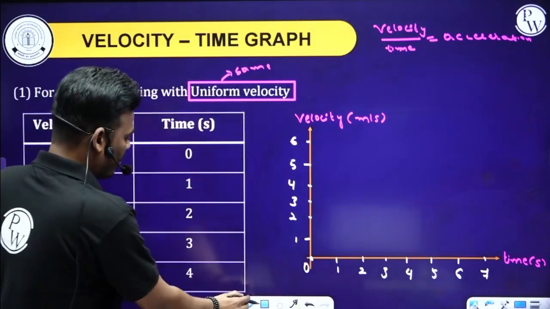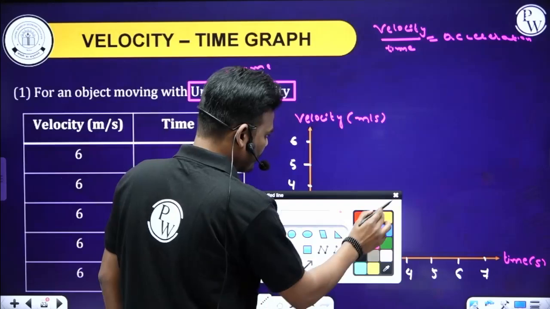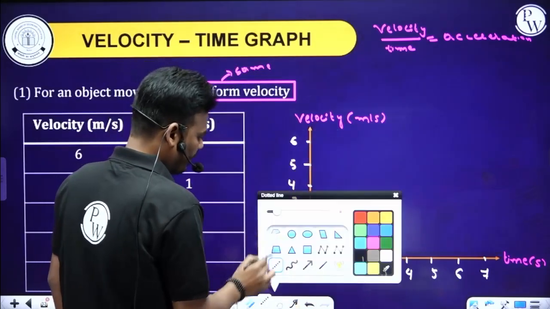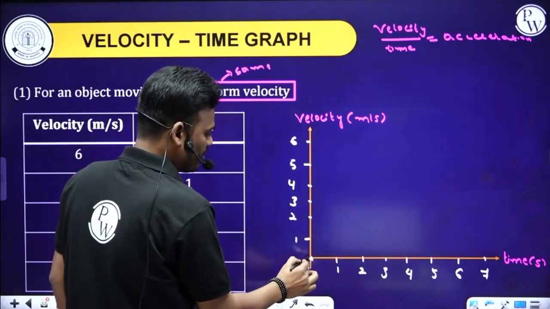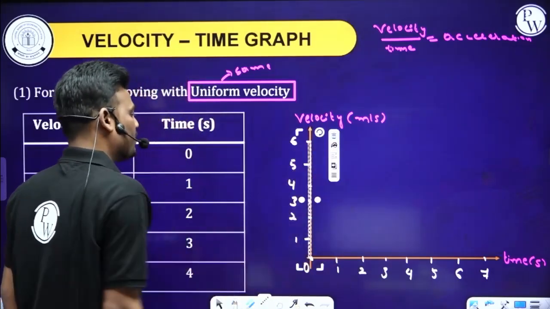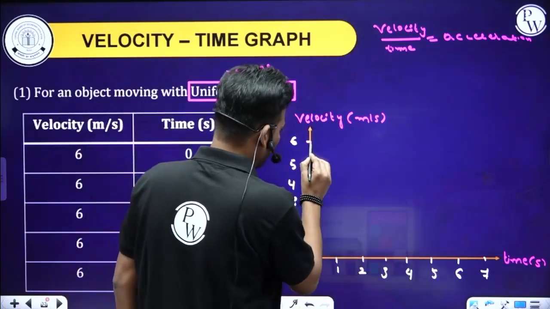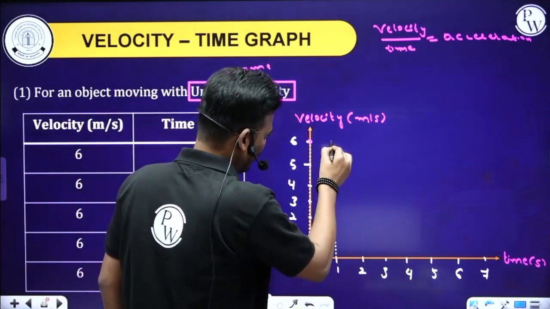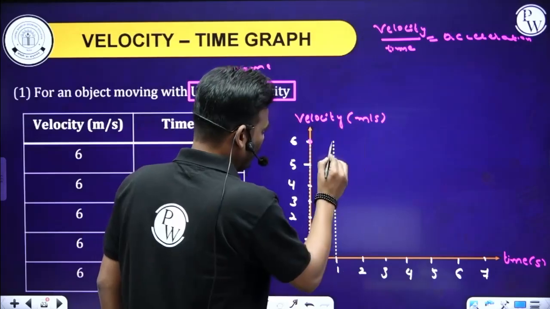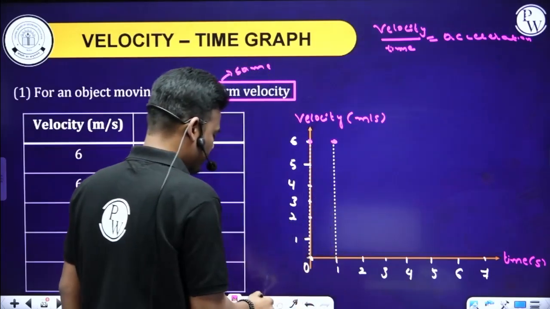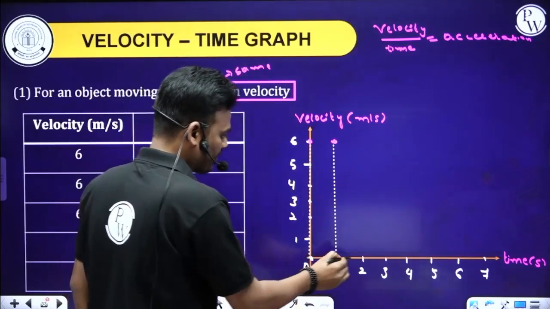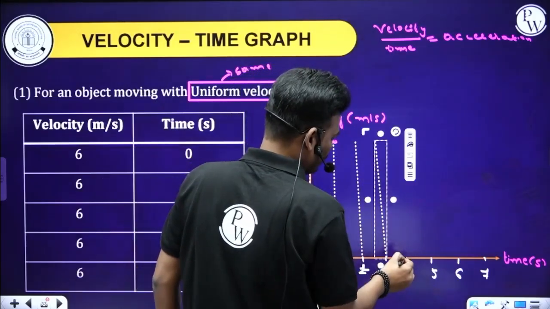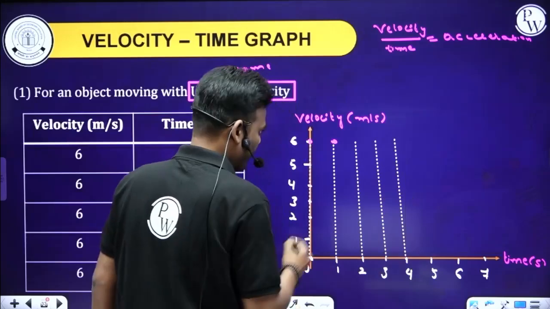At 0 second, what is the velocity? You can see this one. Let's reduce the thickness. Yes. At 0 second, the velocity is 6 meter per second, and the first point is here. And at 1 second, again 6 meter per second. And for the rest of the time also, it is the same, that is 6 meter per second.